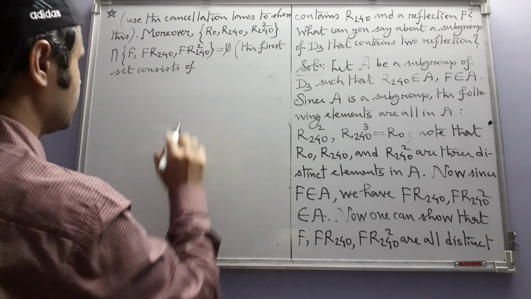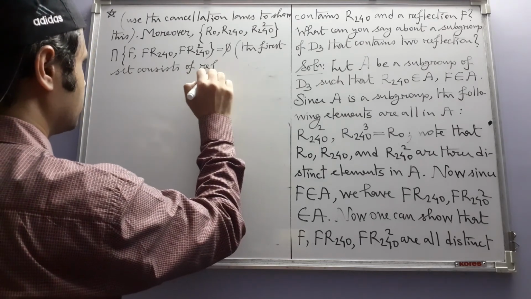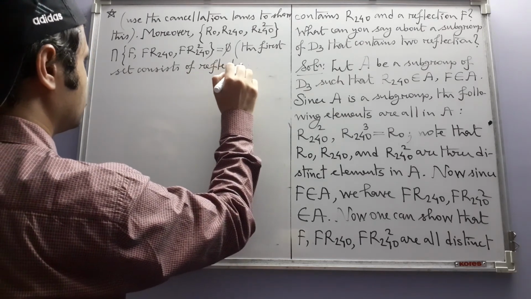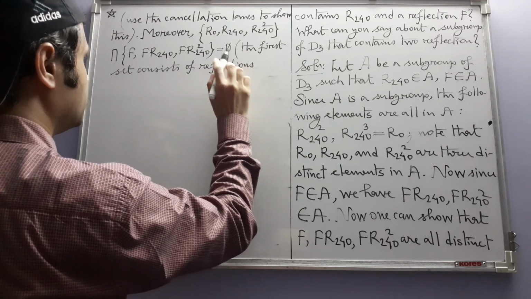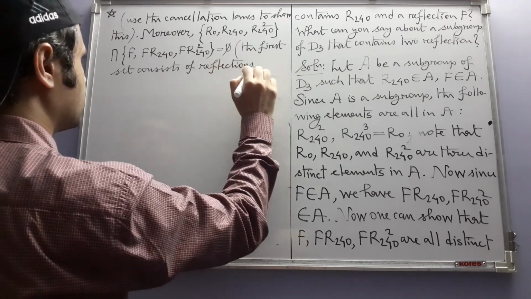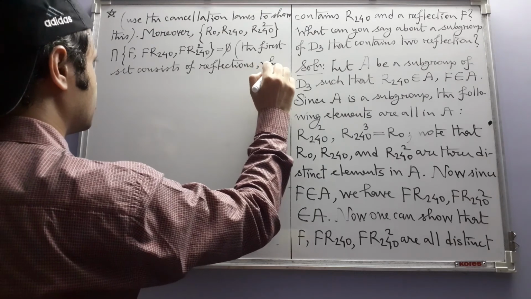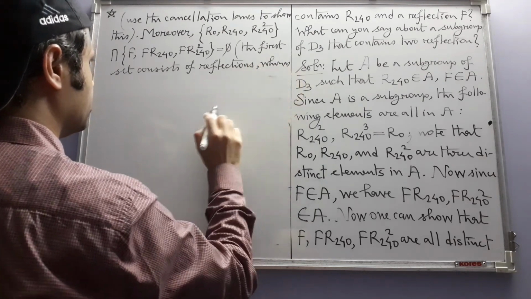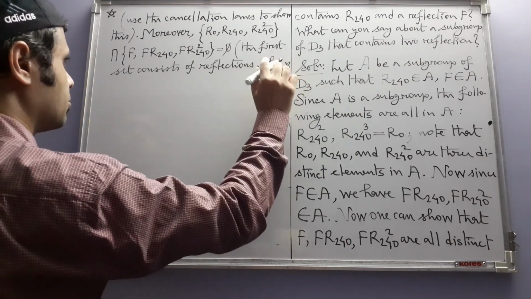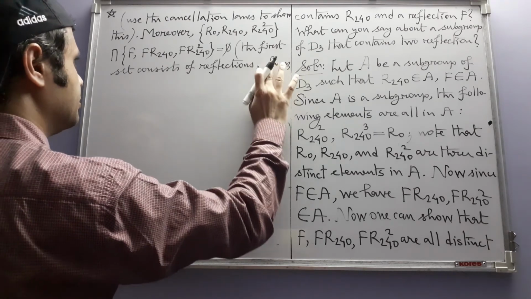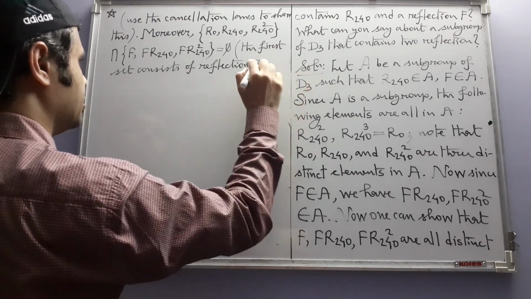The first set consists of reflections, whereas the second set consists of rotations.